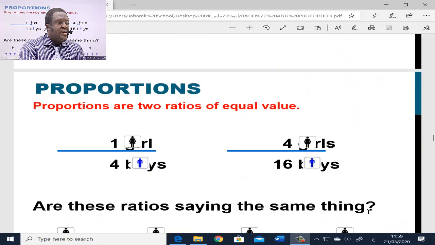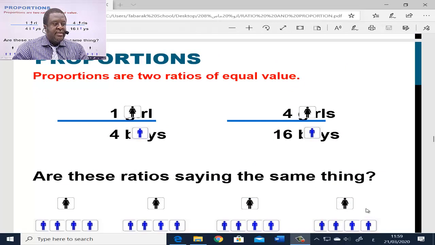Now, this is generally about ratios. Now, let's come and talk about proportions. What is a proportion, or what are proportions? Proportions are 2 ratios of equal values.